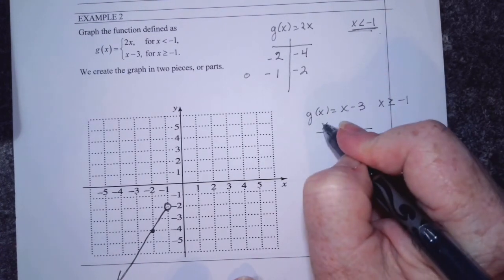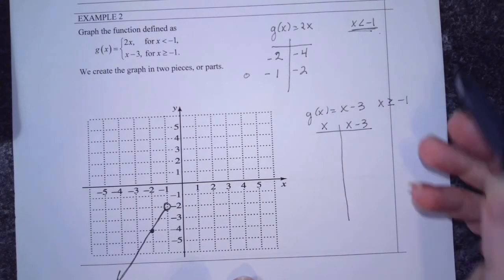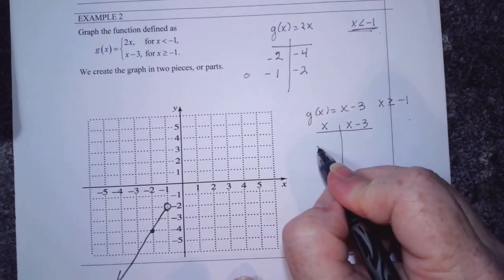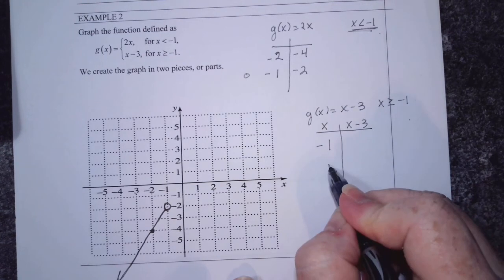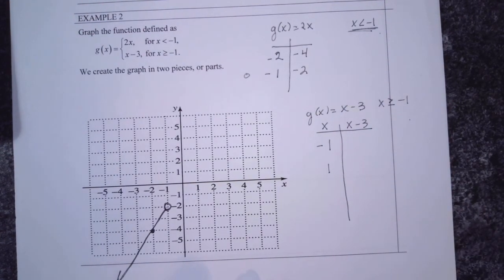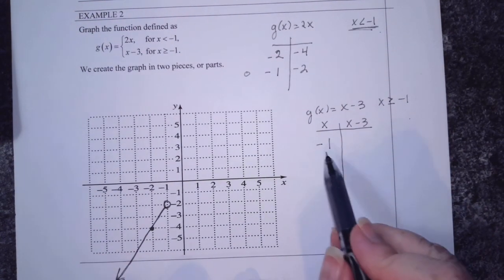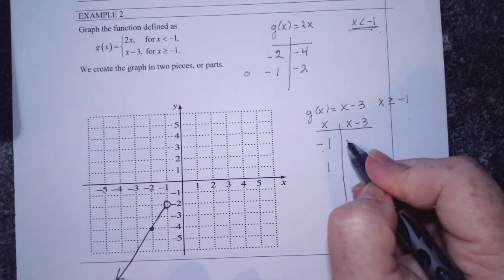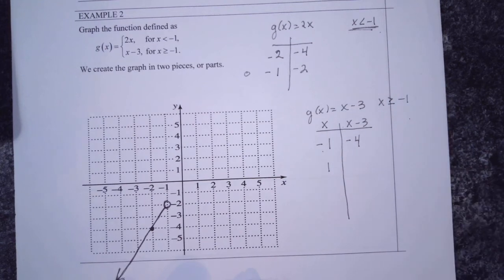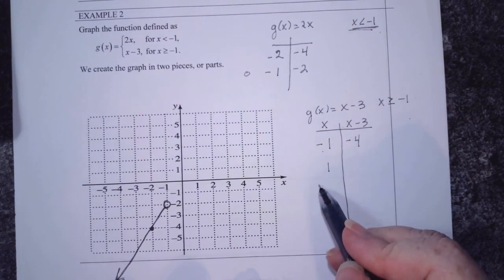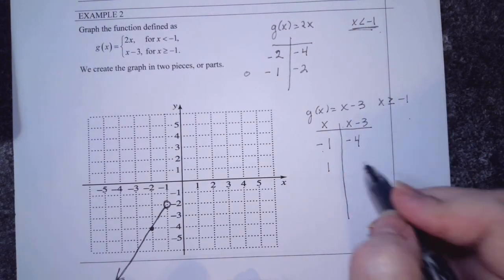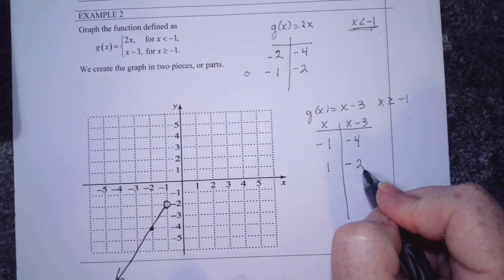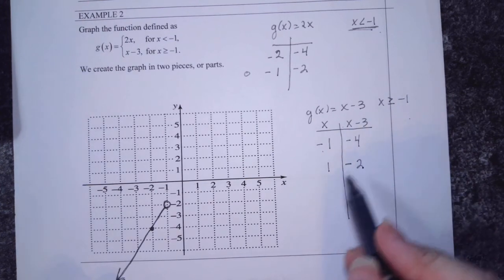Now I'm going to plot some points. I want only x's that are bigger than or equal to -1. So I'm going to start with -1 and maybe do +1. We could have done 0, but all right. If I plug in -1, I will have -1 minus 3 is -4. And if I plug in +1, I will have 1 minus 3, which is -2.